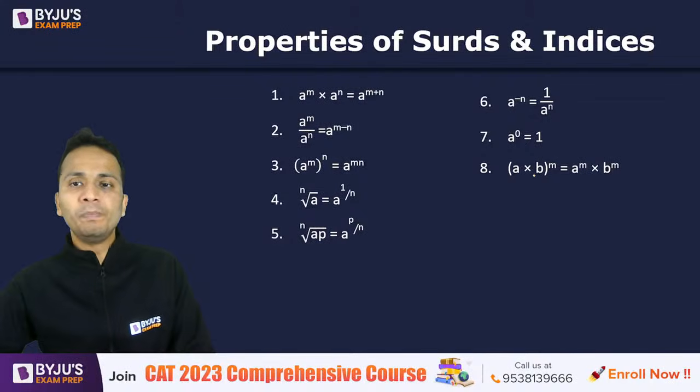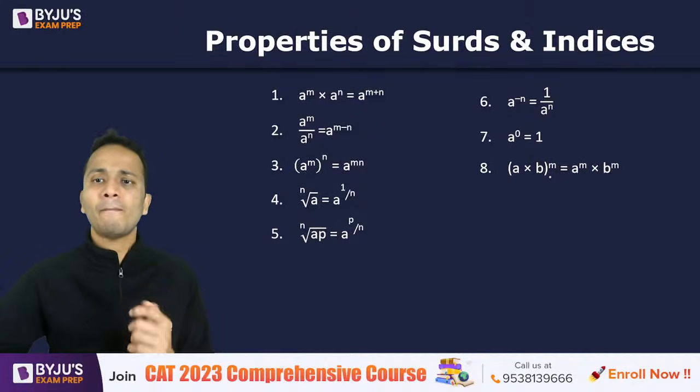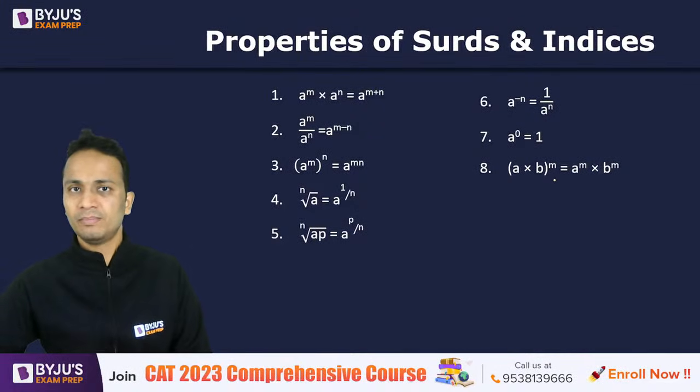a into b whole raised to the power m will separate, a raised to the power m multiplied by b raised to the power m. Right?